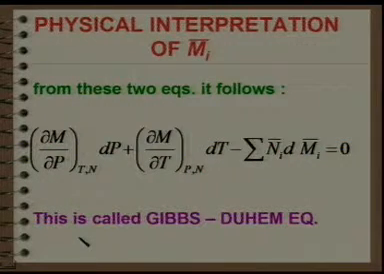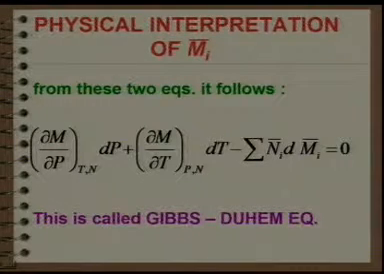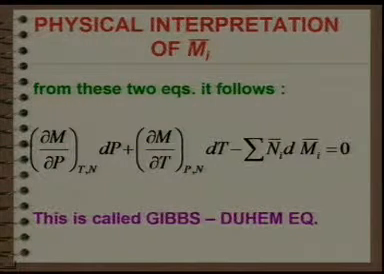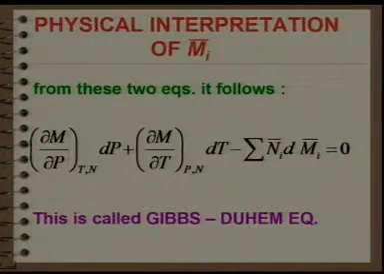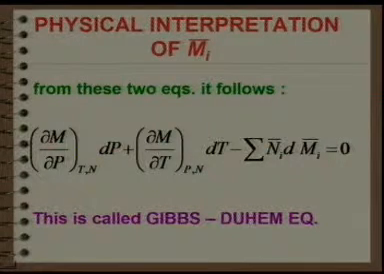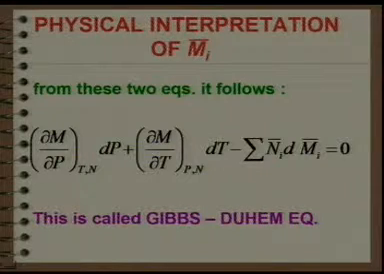What is the physical importance of this equation? What is it giving us? For any multi-component system, it will tell you that if there is a change in pressure, change in temperature, and change in the number of moles, how will it be related to change in the partial molar property.